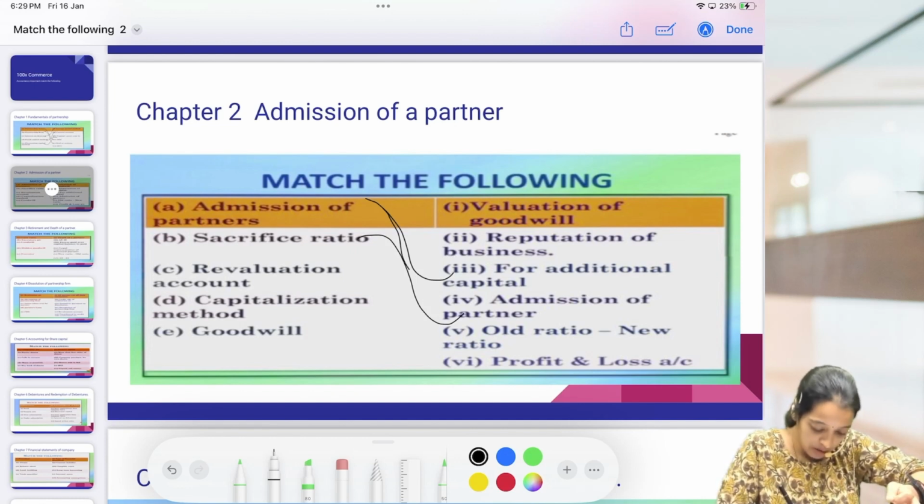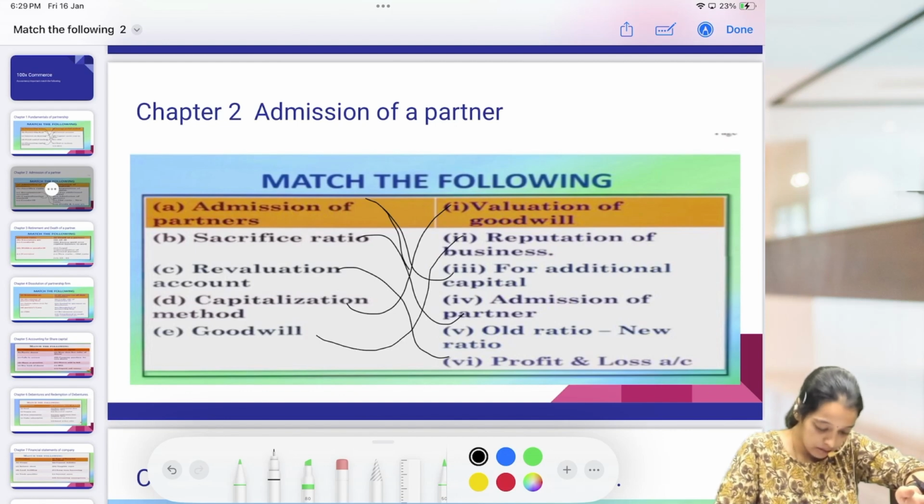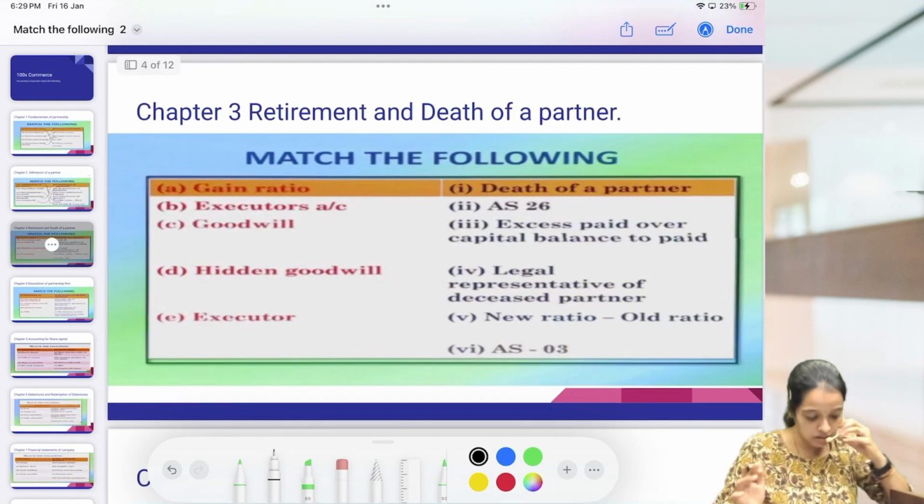Revaluation account. Revaluation account is also known as an extension of your P&L account. Capitalization method: this is one of the methods of valuation of goodwill. Next, goodwill is the reputation of the business.